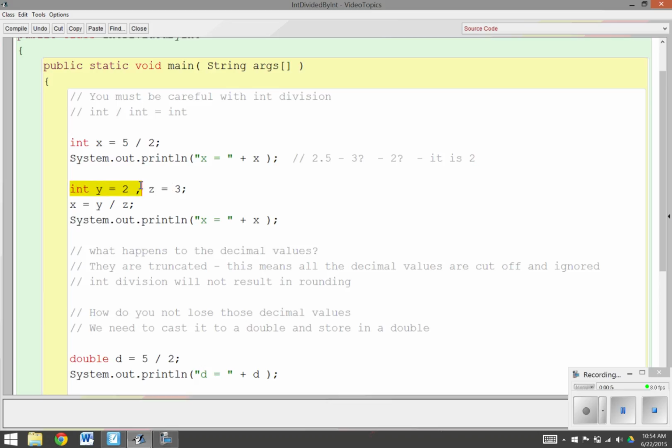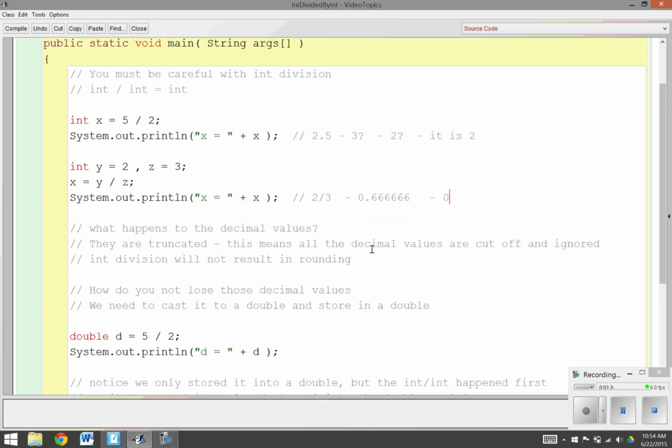So let's take another example. We have y is 2, z is 3, and so I do x equals y divided by z. So that's 2 divided by 3. We know it would be 0.66666 repeating and so forth. But again, it's an integer. We can't have decimal values. It actually results in 0, not 1, but 0.